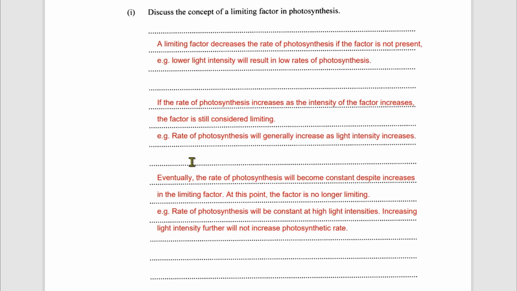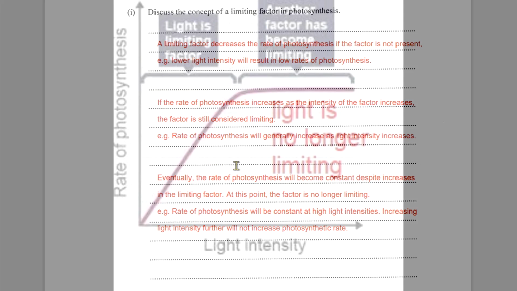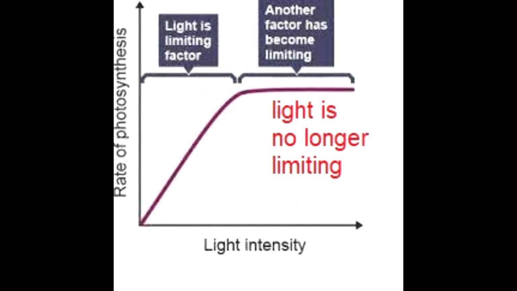Now eventually what will happen is that the rate of photosynthesis will become constant, even if the light intensity is extremely high. At this point, the factor is no longer really limiting. It might be some other factor being limited. It could be the amount of carbon dioxide. It could be the number of chloroplasts. It could be the amount of water being available. But at this point, it basically plateaus. And I'll put up a graph to show you where light would be a limiting factor and where it will not be a limiting factor.